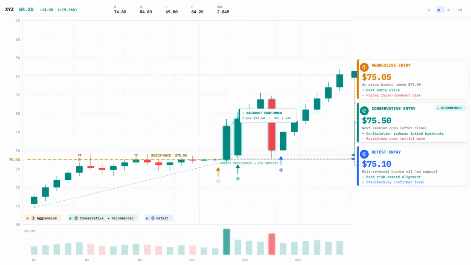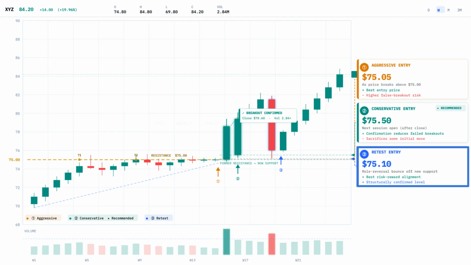For entry strategy, there are three primary approaches. First, aggressive entry initiates a position as price trades above resistance. It offers better pricing but carries higher risk of a false breakout. Second, conservative entry waits for a decisive close above resistance, entering on the following session. This approach sacrifices some early movement, but materially reduces the probability of a failed breakout. For developing traders, confirmation should precede capital commitment.